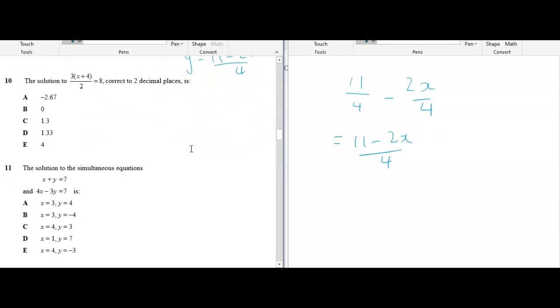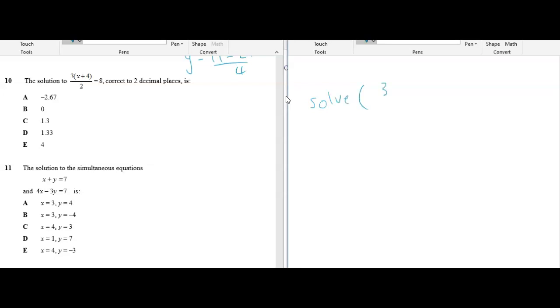Okay, question 10: the solution to 3 times (x plus 4) over 2 equals 8, correct to 2 decimal places. So here you could use solve on your calculator. I'm not going to get the calculator out because it'd be too time consuming, but I'm just going to write what you would put in the calculator. You just use the solve function and then you type in your fraction.